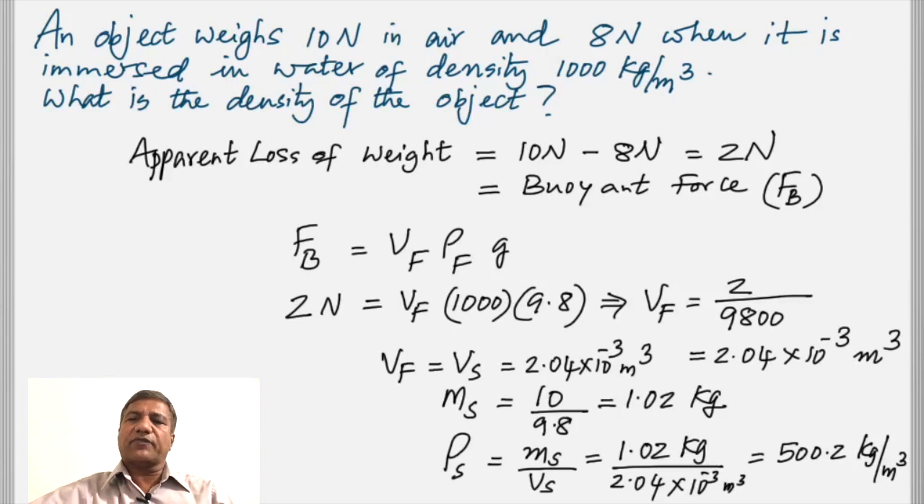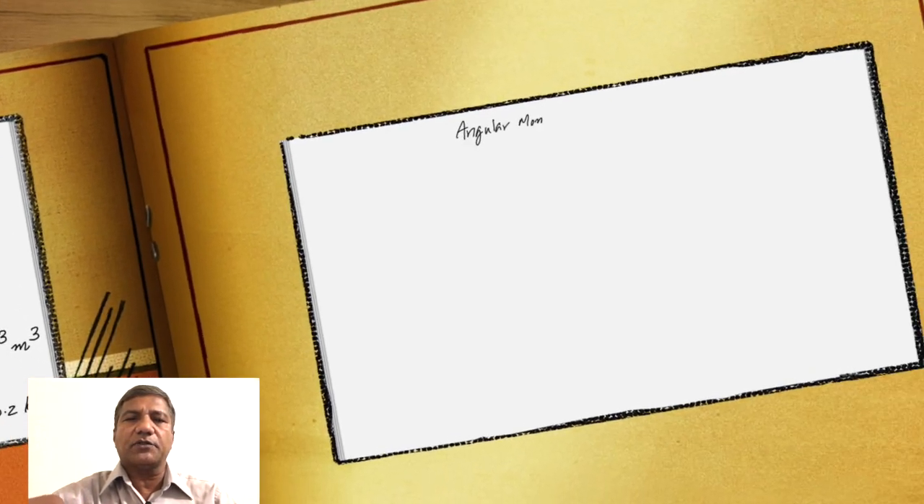Well, in real life, if the density is less than that of water, it will not sink, it will float, but I just threw in the numbers, so the working of the problem is correct. And we get, in this case, the density of the solid is 500.2 kilogram per meter cube.